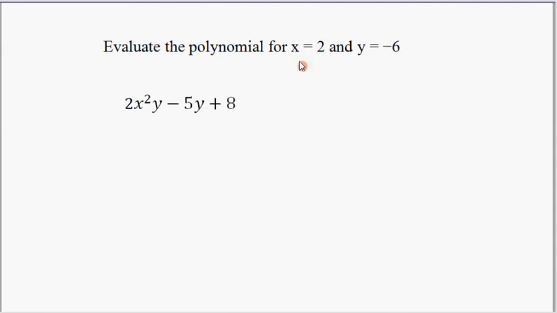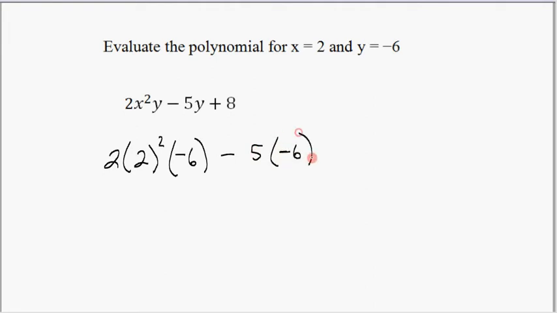Evaluate this polynomial. x is 2, y is negative 6. So I'm just going to plug in those values. 2x squared is going to be 2 times 2 squared times y, which is a negative 6, minus 5 times y, which is 5 times negative 6, plus 8.